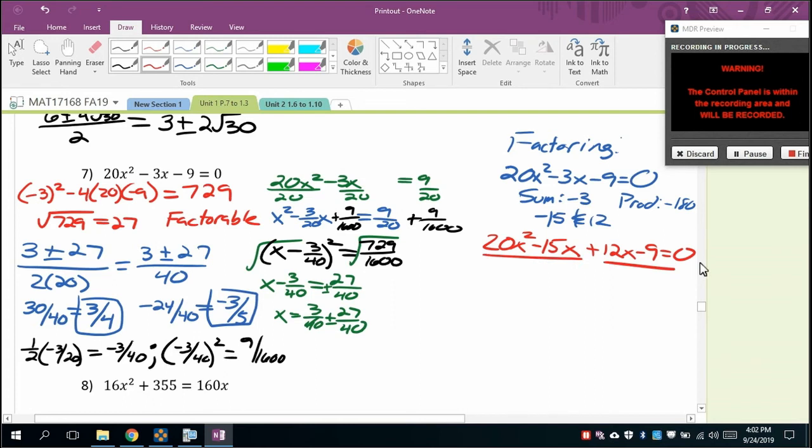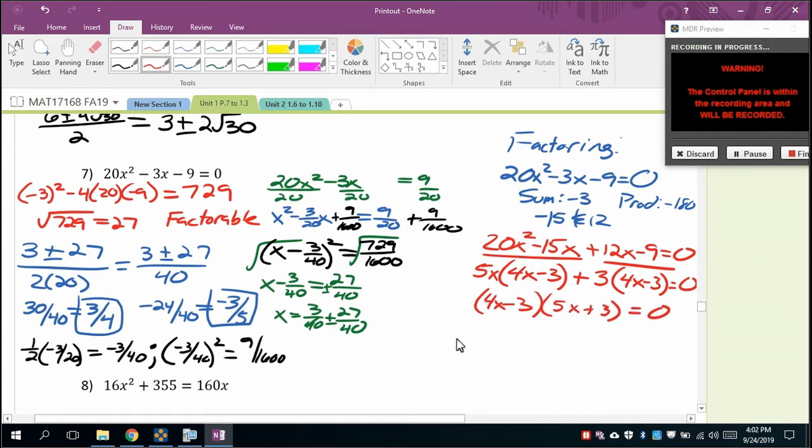So we'll have 20x squared minus 15x plus 12x minus 9 equal to 0. Then we factor by grouping. I can take a 5x out of this. That'll be 4x minus 3. I can take a 3 out here, giving us 4x minus 3 again. So 4x minus 3 times 5x plus 3 will equal 0. So we set each of those equal to 0. 4x minus 3 equal to 0. X will equal 3/4. No surprise. 5x plus 3 will equal 0. 5x will equal negative 3. X will equal negative 3/5. So those are the two solutions. I've reiterated that a few times.